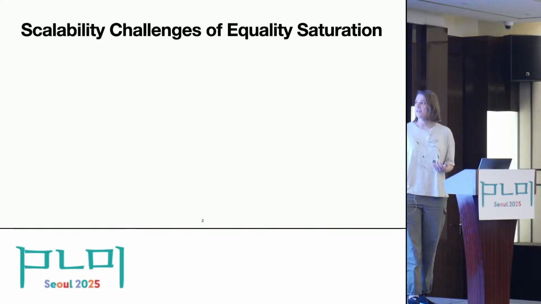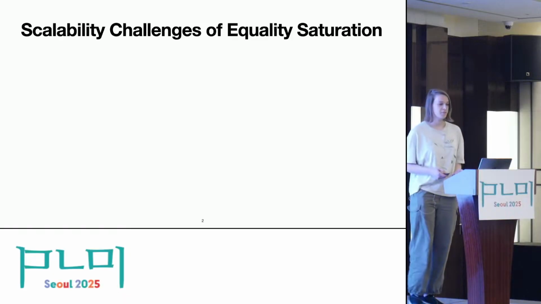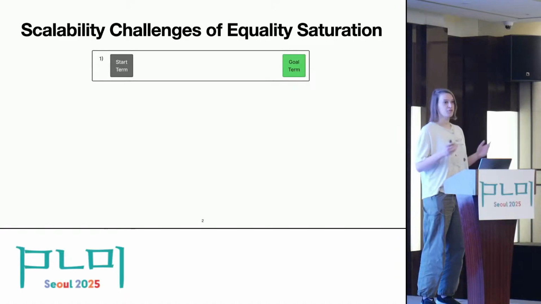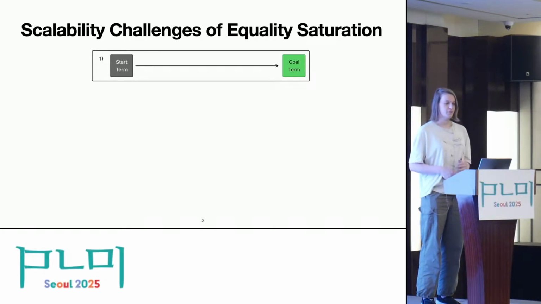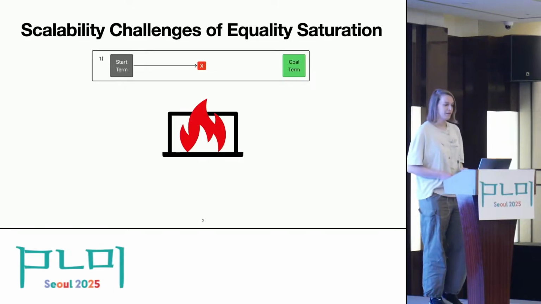What I want to present today is also related to scalability challenges of equality iteration. And here I start with the classic problem. We want to prove equality between two different terms. We have the start term and the goal term, and then we run the equality iteration, or at least we want to run it, but, well, the world catches fire and we run out of memory.